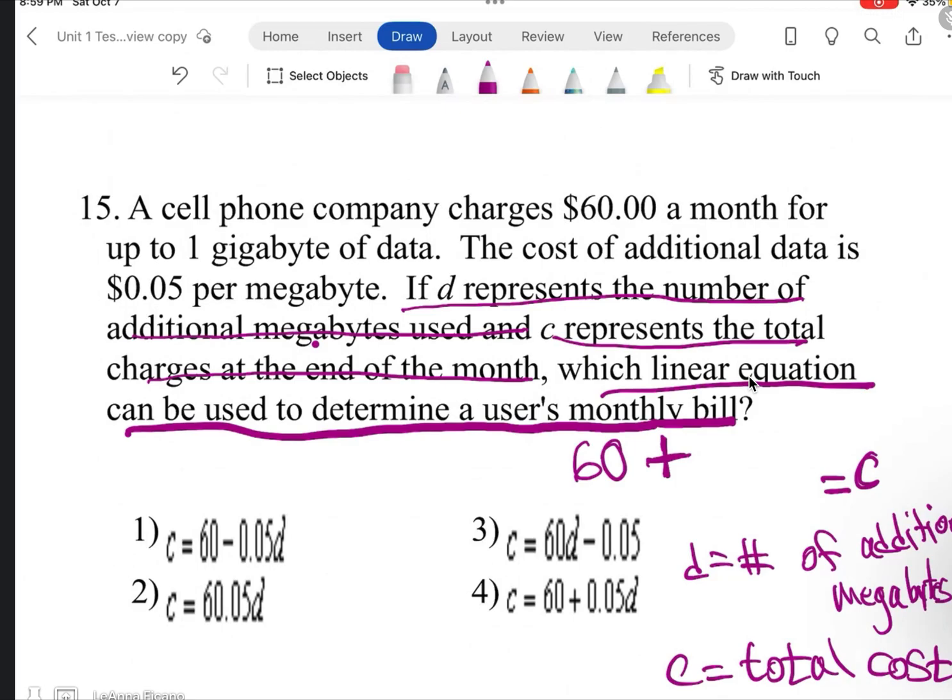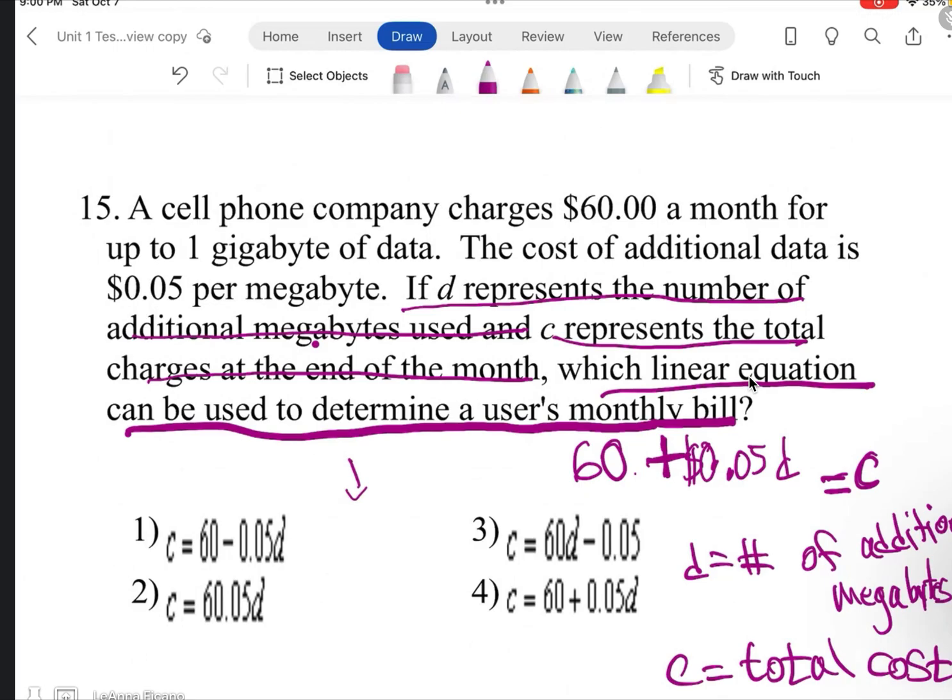Okay, so we have $60 plus 5 cents for every additional gigabyte. So D is the number of gigabytes. So which equation? Notice I wrote it where I have the C on the end, everything that would land on C, and C is the beginning over here. It's the same thing. It's just I write it kind of how I think. But C is the total cost, and that's for everything.